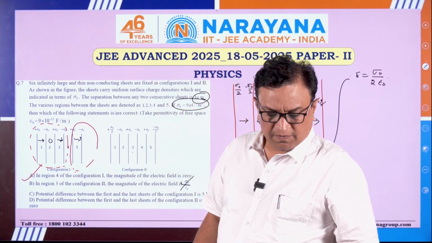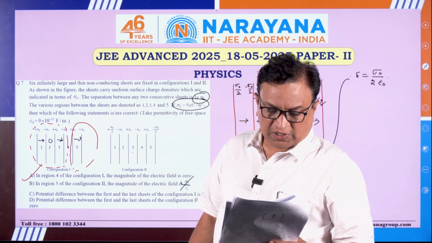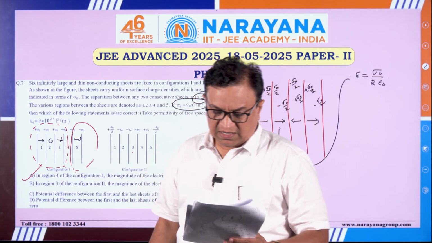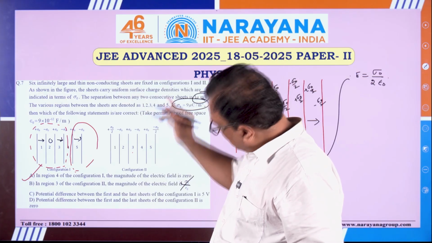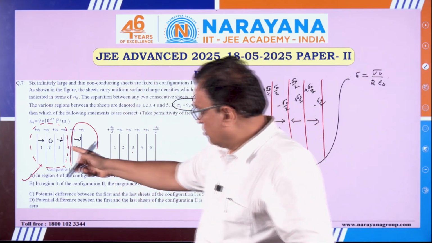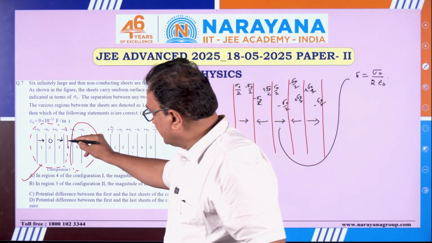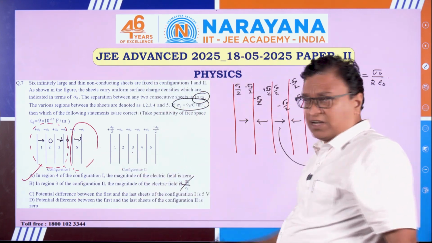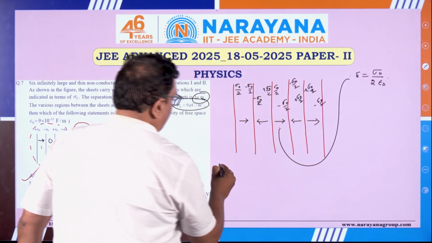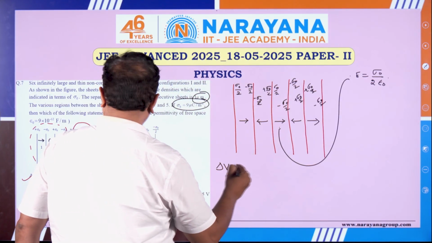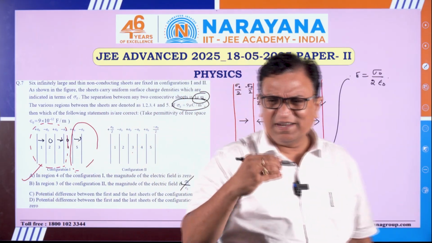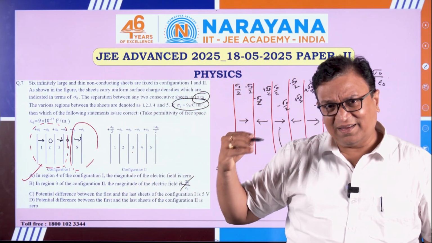That's the deal. What is it that they are asking? The potential difference between the first and the last plate of this configuration, right? No issues. You want to operate here, no? Here this is 0 again. Simple. I am working on the potential difference. The potential difference for configuration 1 is simply E1 d1 plus E2 d2 plus E3 d3 plus. Likewise, you will apply, right?